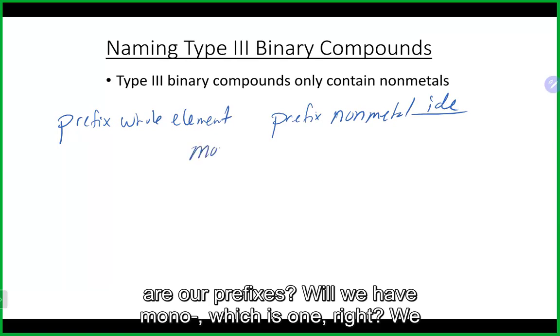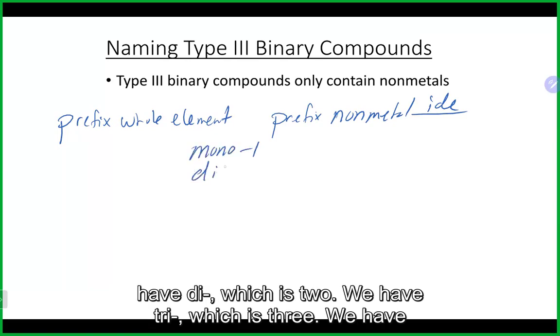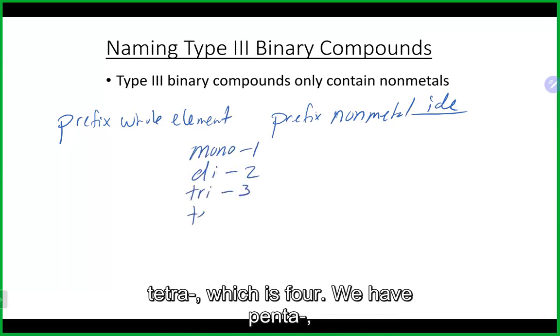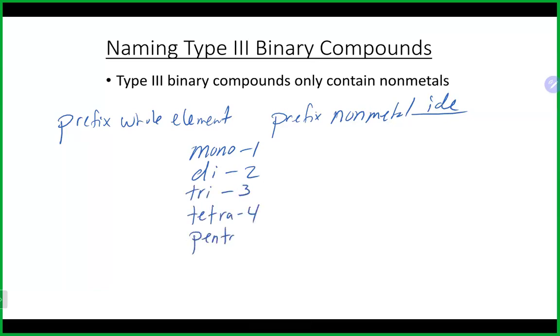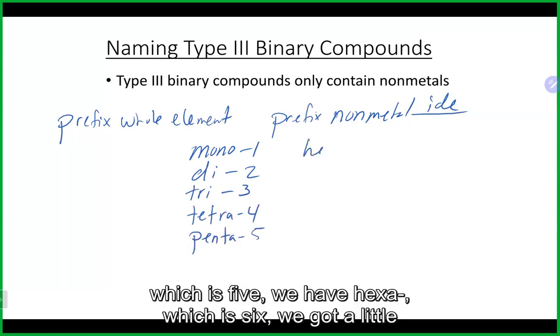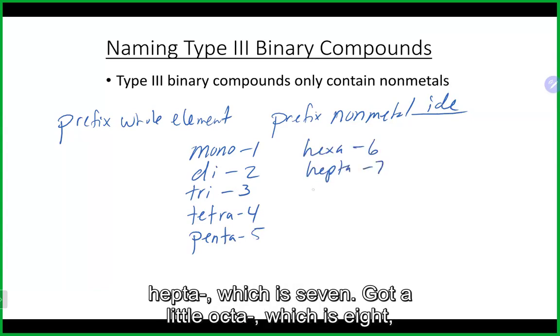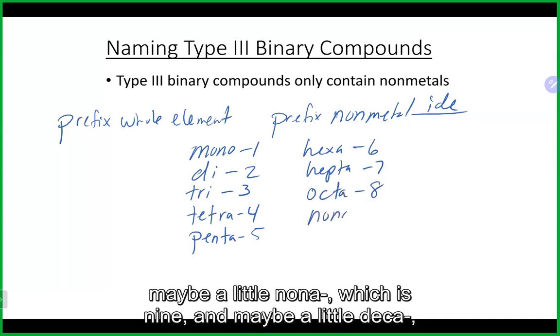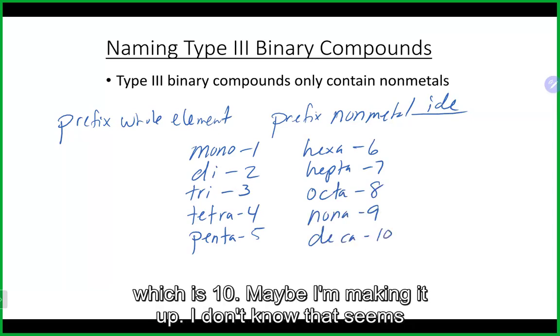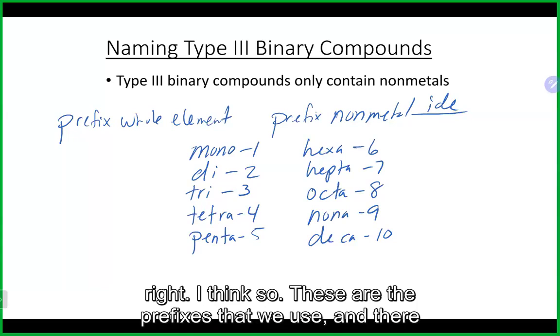Well, we have mono, which is 1. We have di, which is 2. We have tri, which is 3. We have tetra, which is 4. We have penta, which is 5. We have hexa, which is 6. We have hepta, which is 7. Octa, which is 8. Nona, which is 9. And deca, which is 10. Maybe I'm making it up. I don't know. That seems right, I think. So these are the prefixes that we use.